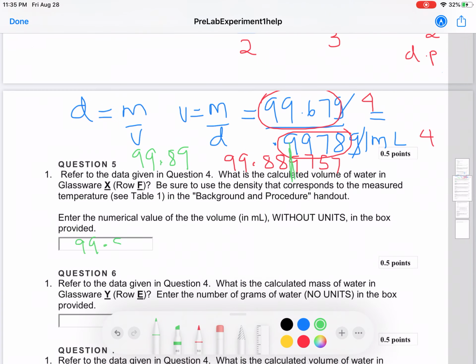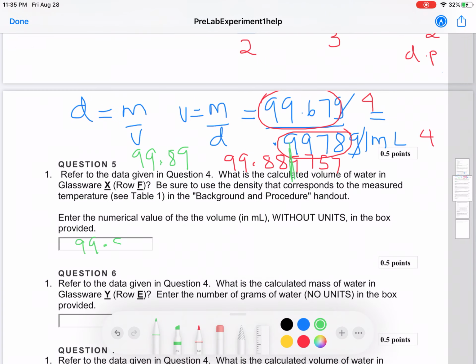Again, on the pre-lab assignments, when you are turning in, make sure that you don't put the units. You only put the number, 99.89.